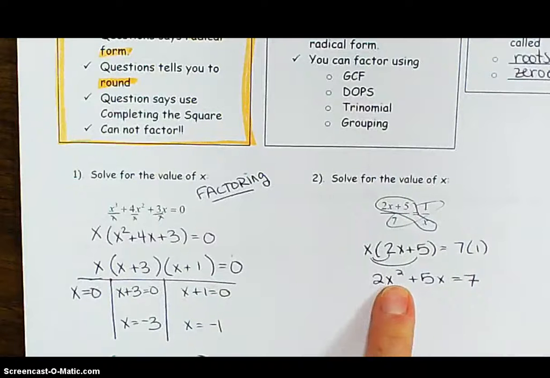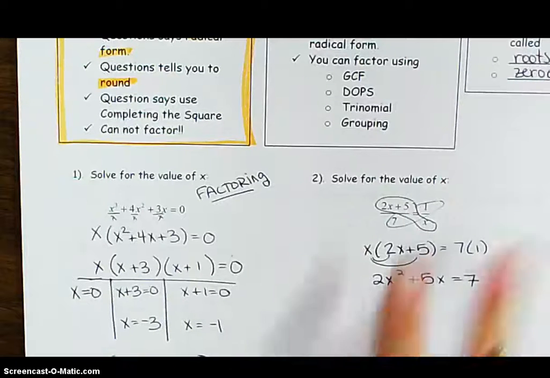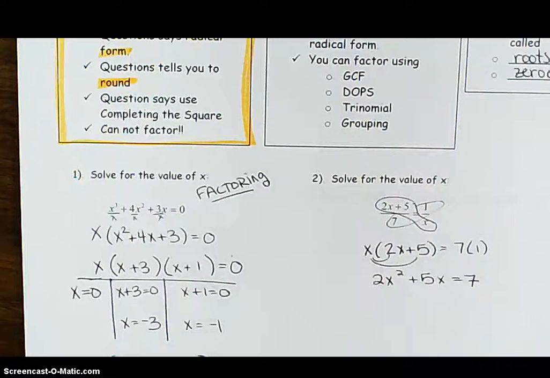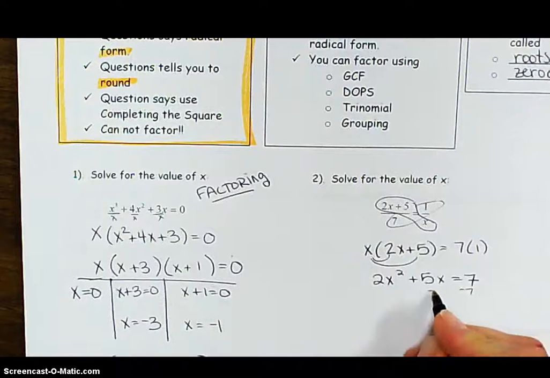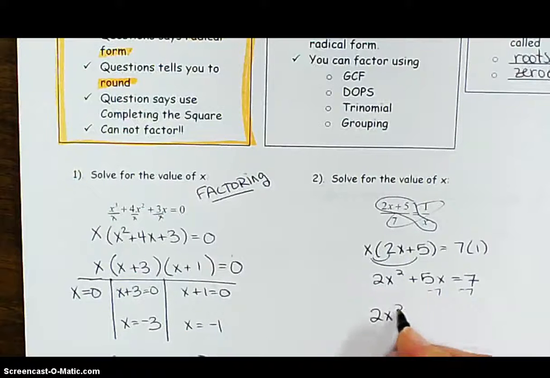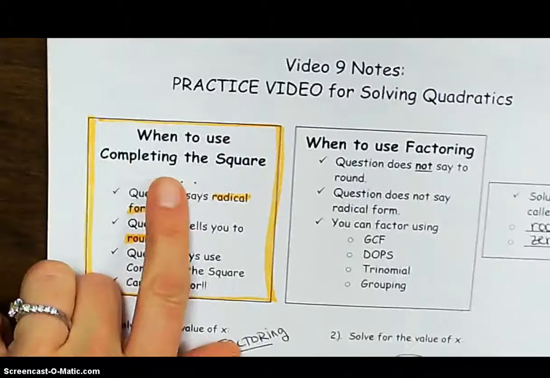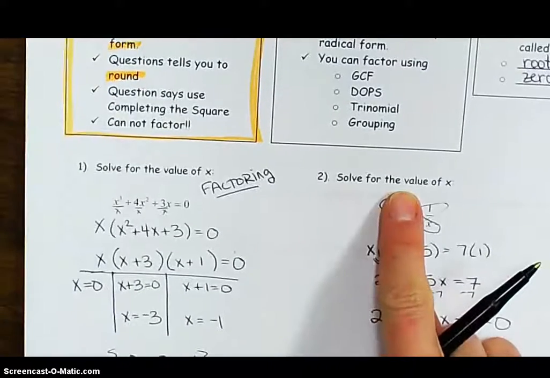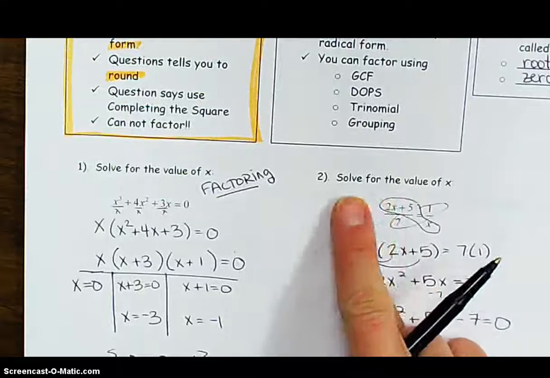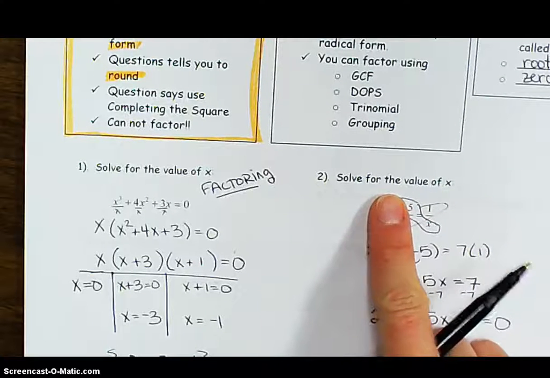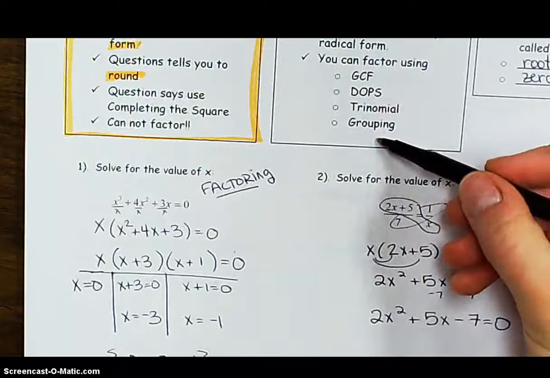Okay, so now our x is to the second power. If x is to the second power, that means there's 2 answers. We set it equal to 0. So we're going to transpose the 7 to the other side. 2x squared plus 5x minus 7 is equal to 0. Now, this is a quadratic, so we have to make the decision. Are we going to solve using completing the square or factoring? Well, does this problem tell you to round? Nope. Does it tell you simplest radical form? Nope. That means it should be factorable.